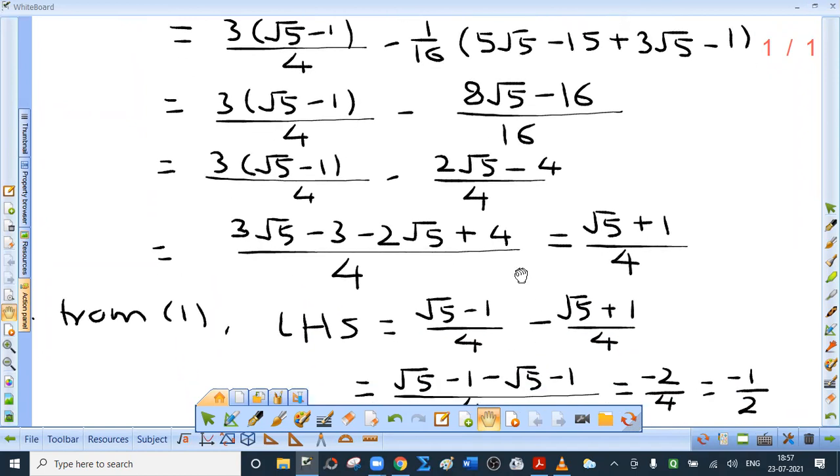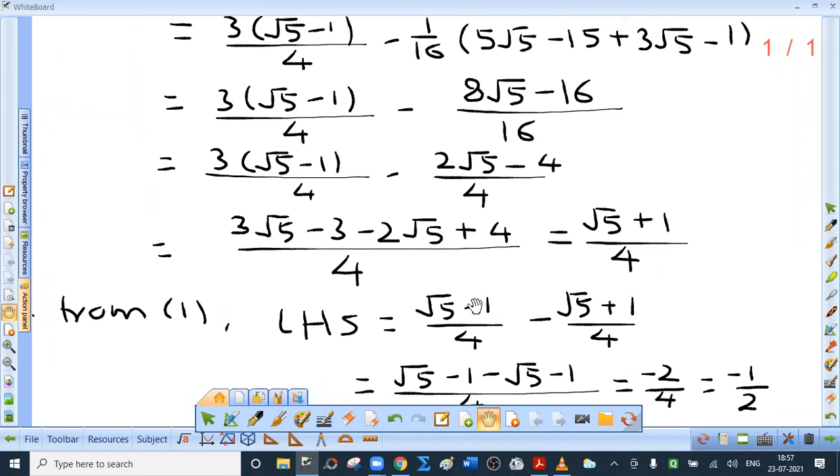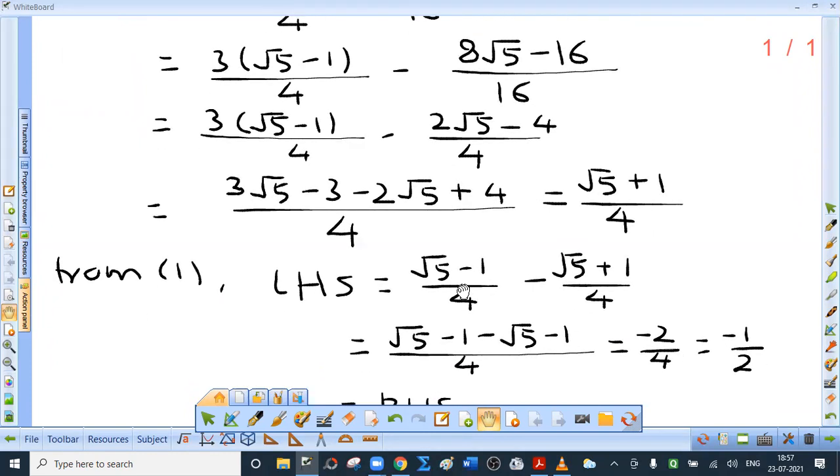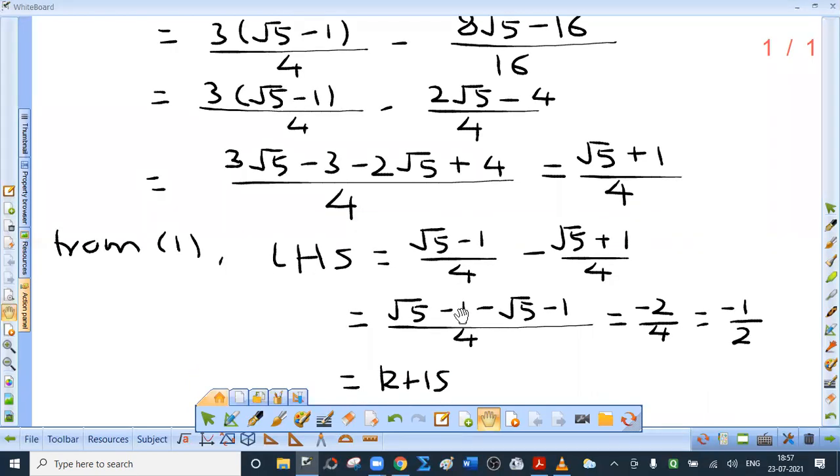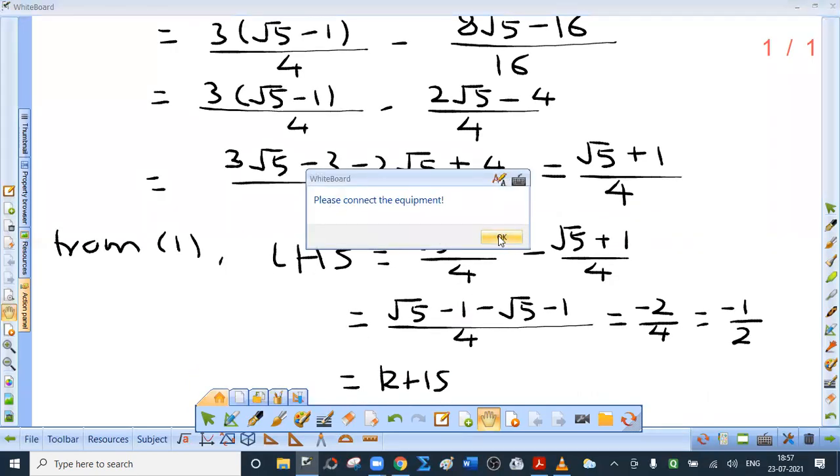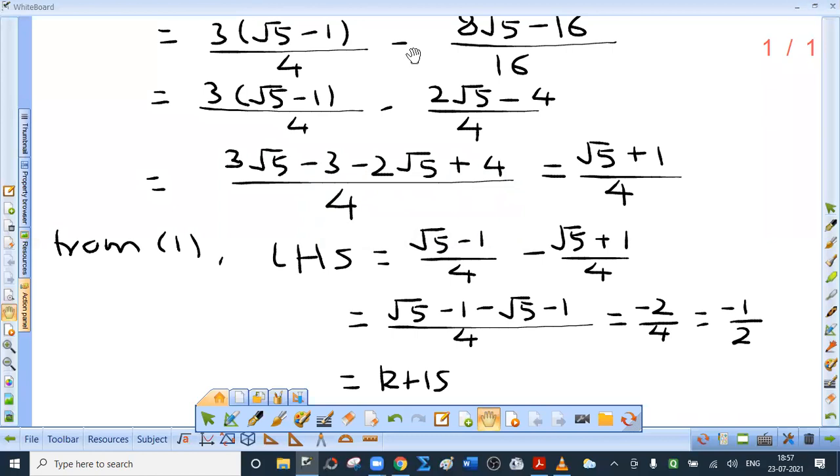So from 1, what is the left hand side? Sine 18 degree minus sine 54 degree. Substitute the values. Simplify to get minus 1 by 2, which is nothing but the right hand side.